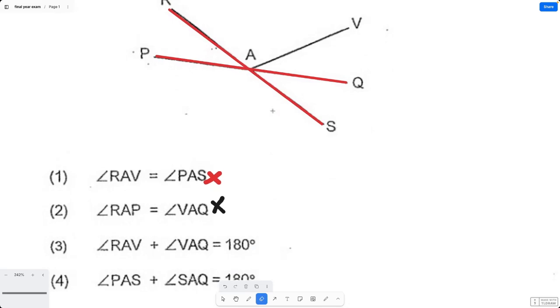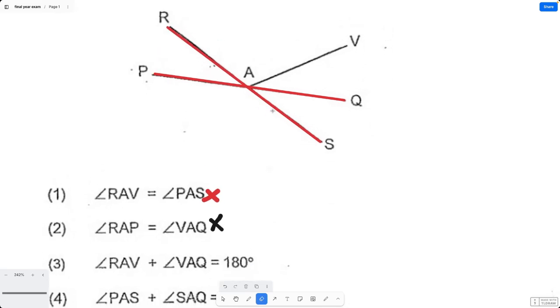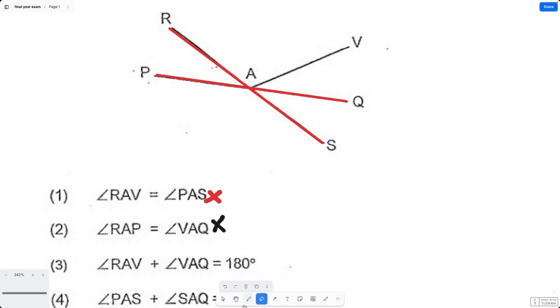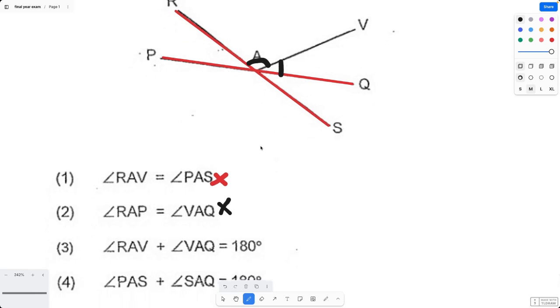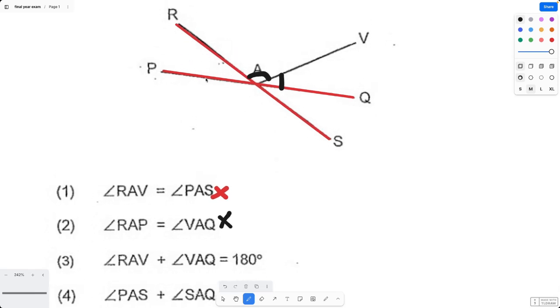RAV and VAQ is equal to 180 degrees. Okay, so RAV, let's highlight that. RAV plus VAQ. VAQ is here. RAV and VAQ is 180 degrees? No, because we are still left with this, right? So that means this is also wrong.